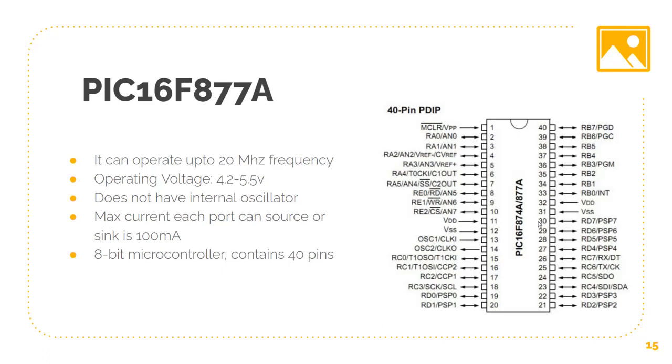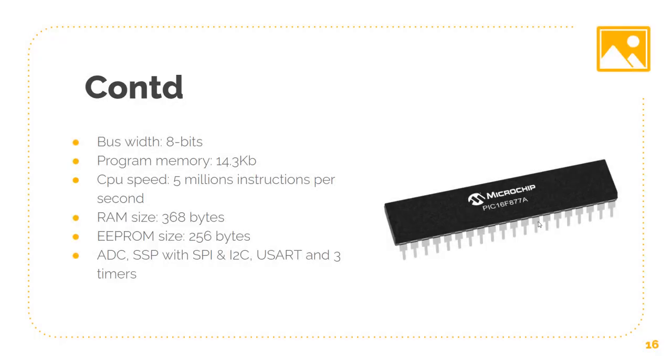So the PIC16F877A microprocessor can operate up to 20 megahertz frequency. Operating voltage is about 4.2 to 5.5. It does not have an internal oscillator. The max current is 1000 milliampere. It's an 8-bit microcontroller with 40 pins. It has multiple registers which can be controlled, which can be inputted to change the status of the microprocessor, such as status register, TRIS registers, etc.